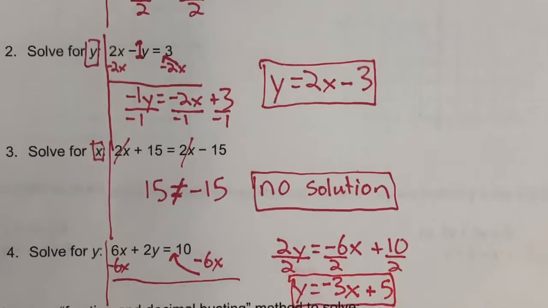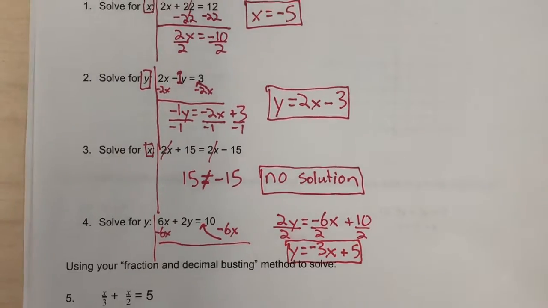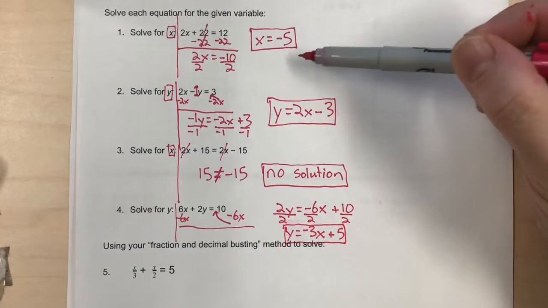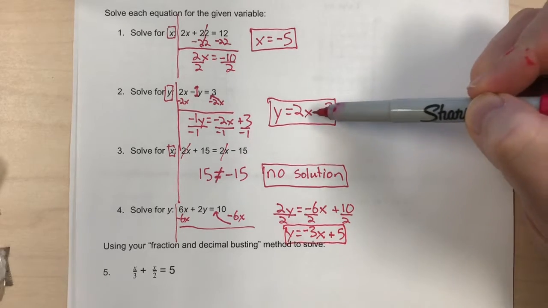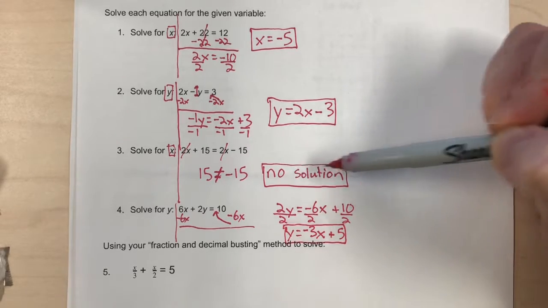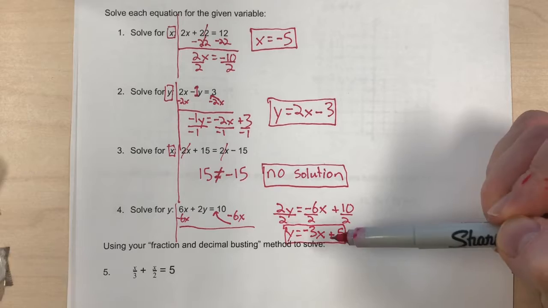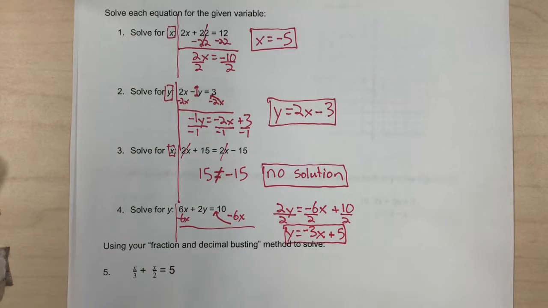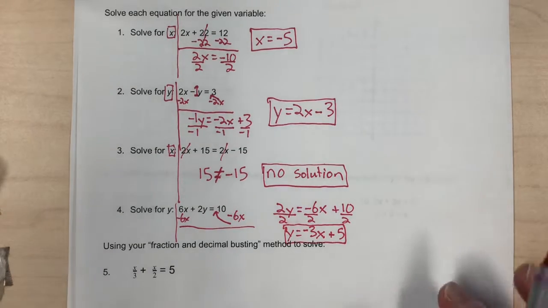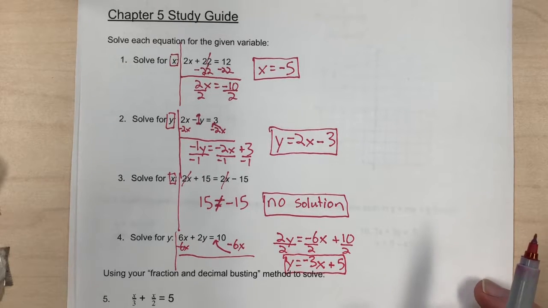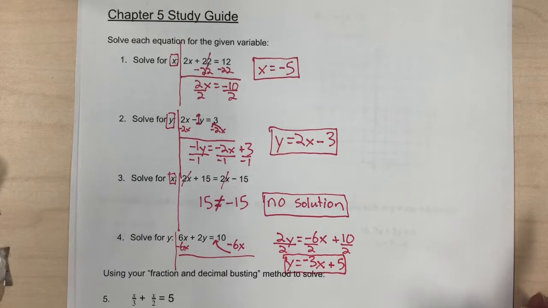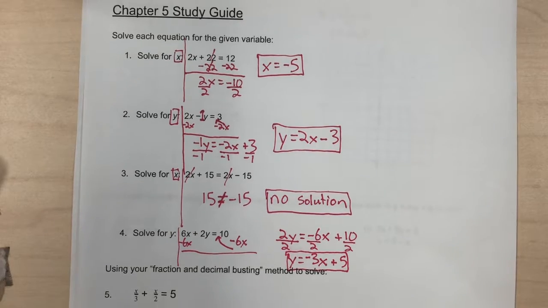And that one's done. So once again, all 4 here, we've got x equals negative 5, y equals 2x minus 3, no solution, and y equals negative 3x plus 5. So be sure that you do copy this all down, and that way you'll have a nice study guide for tonight when our test looks very similar to this.